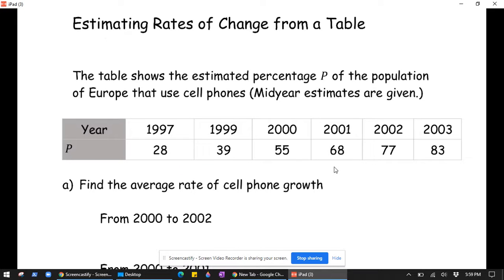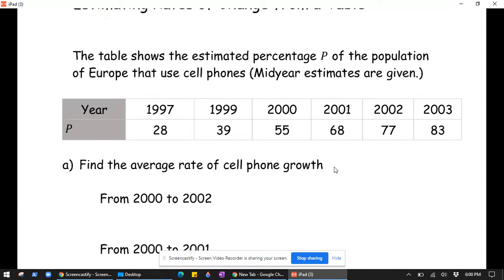All right, in this video, we're going to talk about estimating rates of change from a table. So this says the table shows the estimated percentage P of the population of Europe that uses cell phones. And the mid-year estimates are what we're seeing. Okay, so it says find the average rate of cell phone growth from 2000 to 2002.